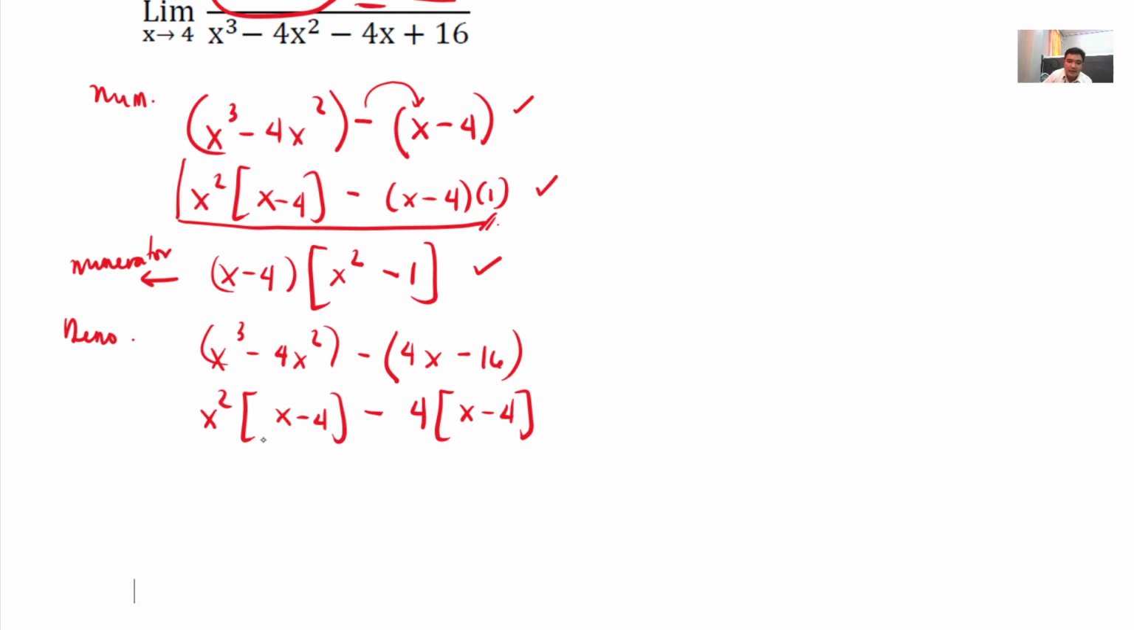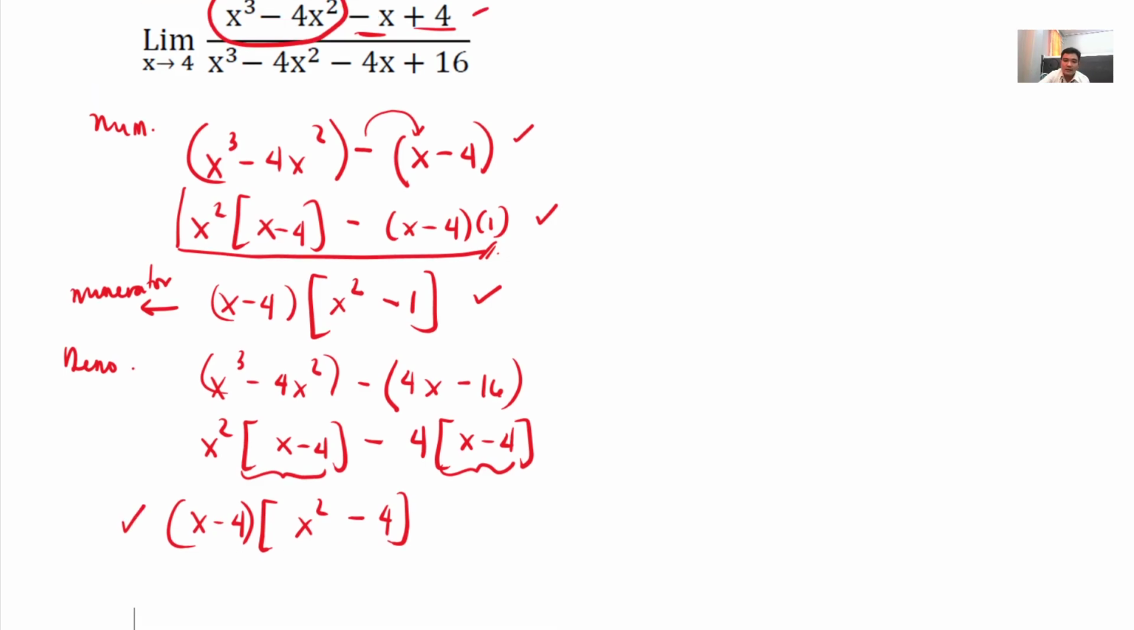So, kung makikita mo, class, common to both na naman ang x minus 4. So, I can bring out x minus 4. So, times x squared, may maiwan na x squared, minus x minus 4 times 4, may iwan na 4. So, ibig sabihin, class, denominator ay factor siya ni x minus 4 and x squared minus 4. Okay, that is for your denominator.